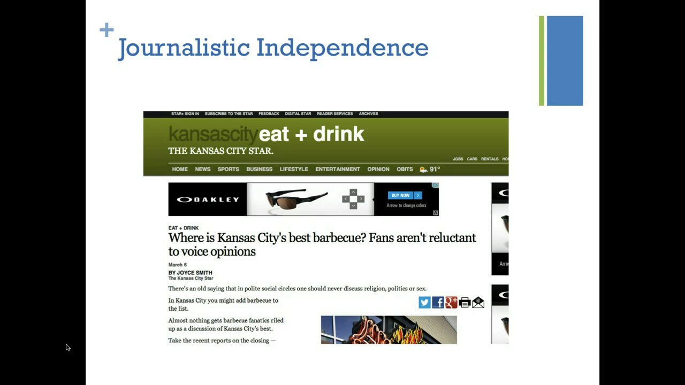Now, here's an example. This is an article that was in the Eat and Drink section of the Kansas City Star back in 2009. And you can see, where's Kansas City's best barbecue? Fans aren't reluctant to voice their opinions. Basically meaning that everyone in this town loves barbecue, and everybody has a favorite place they love to go to, and they love to talk about it. So this would be an example of that article that I was just talking about, where let's say there's an ad for Oklahoma Joe's somewhere else on the website, consumers need to know that this article is not biased, meaning that it shows both sides of an issue, and it's not just going to stick to one side simply because that restaurant bought an ad somewhere else, okay?